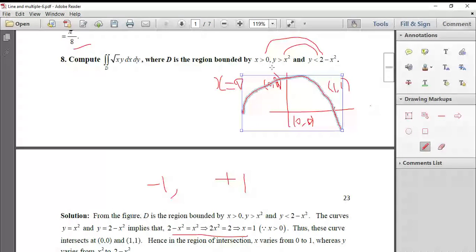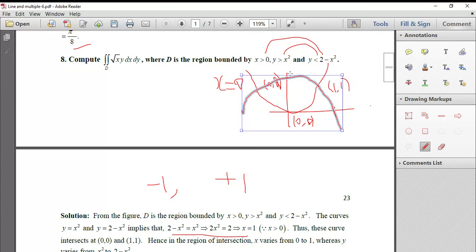When x is minus 1, again it is plus 1. So that will be a curve like this. Let me draw. So this is your y is equal to x square. And this is your y is equal to 2 minus x square. And this is the point of intersection of these two curves, 1, 1. Right?